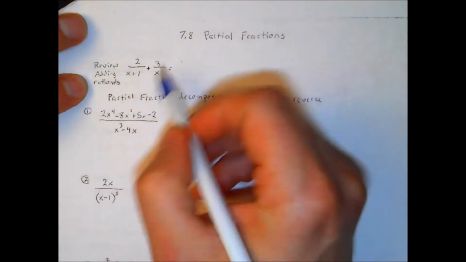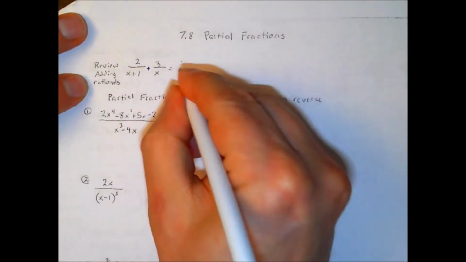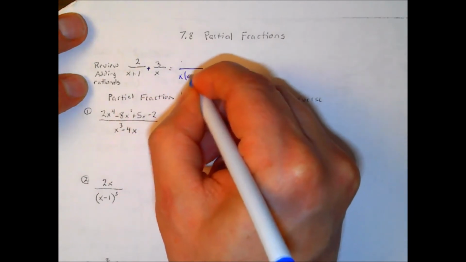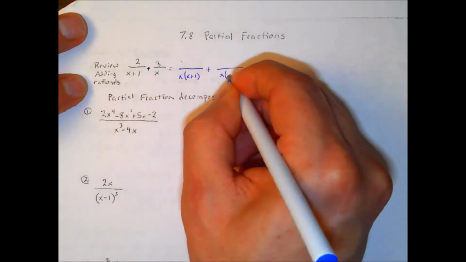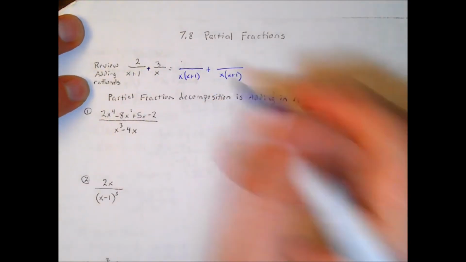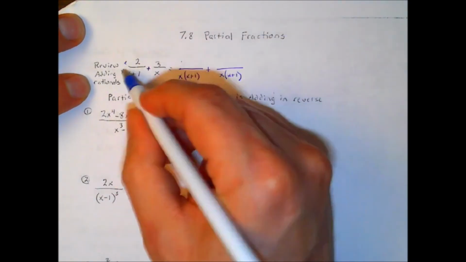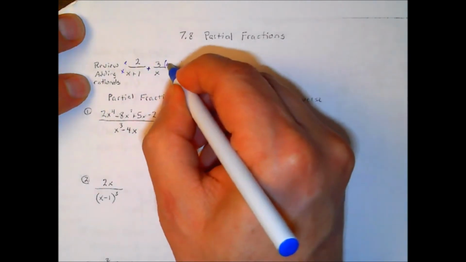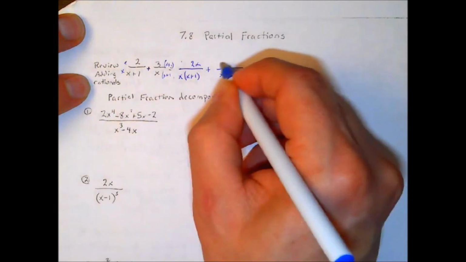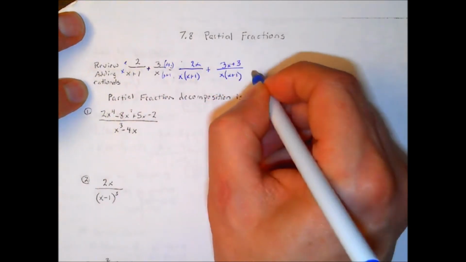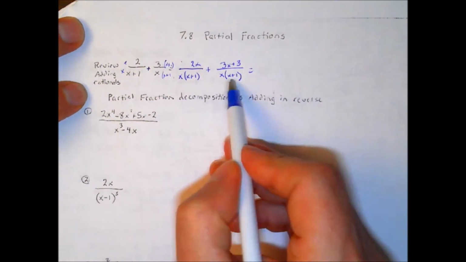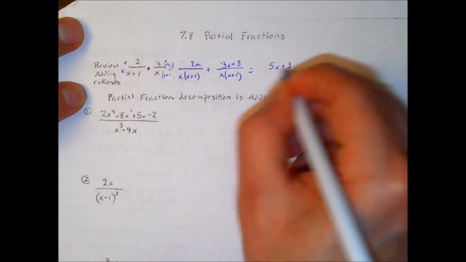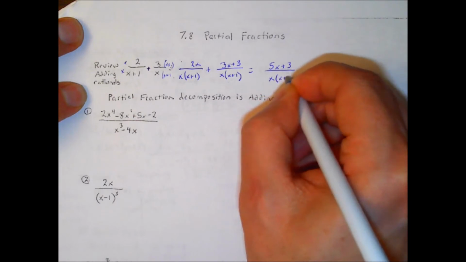Back in the previous chapter, we added these two together. Remember, to add these together, I have to have common denominators, which would be x and x plus 1. So here I need to multiply both top and bottom by x, which gave me 2x. Here I have to multiply both top and bottom by x plus 1, which gave me 3x plus 3. Now that I have common denominators, I can add like terms together. So I have 5x plus 3 over x times x plus 1.